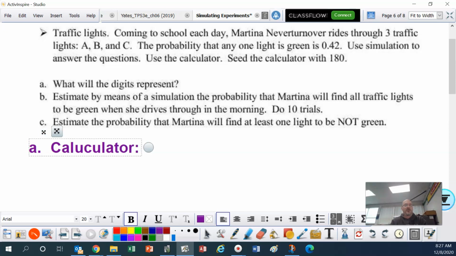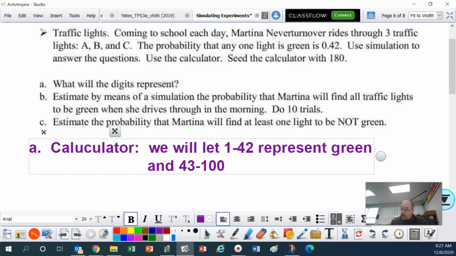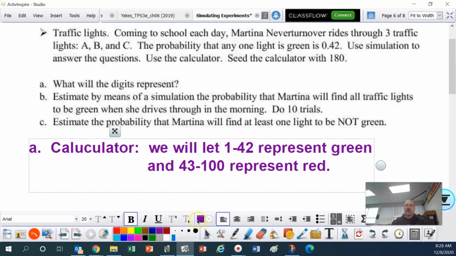So if using the calculator, we will let 1 through 42 represent green, and 43 through 100 represent red. But now, let me switch colors here.